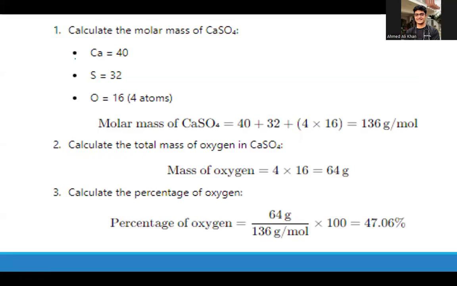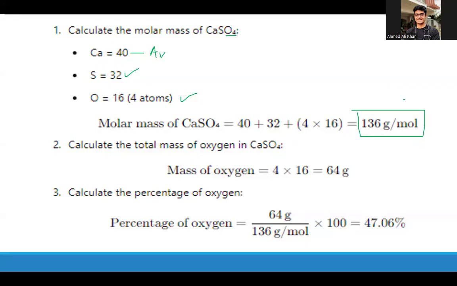The first step is to know the individual atomic masses of all of the elements which form calcium sulfate, right? So we have 40 grams of calcium. Calcium's Ar is 40, you just copy it from the periodic table. We have 32 grams per mole of sulfur, and 16 grams per mole for oxygen. What is the molar mass of calcium sulfate? You just add up these numbers: 40 plus 32, and since you have 4 atoms of oxygen, you multiply 4 by 16, and add them all up to get 136 grams per mole. This is the molar mass of calcium sulfate.